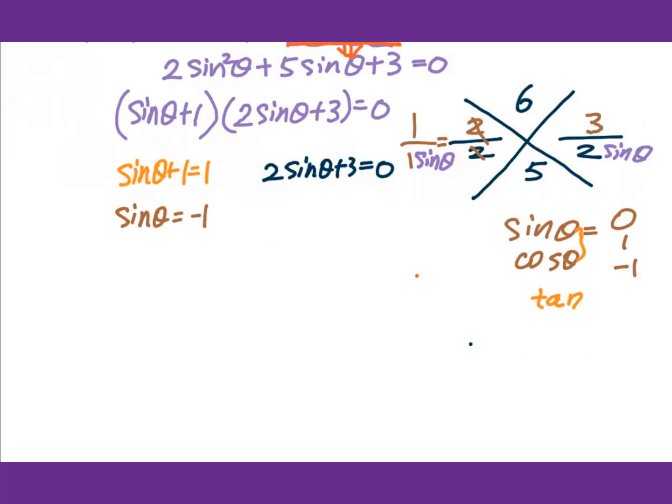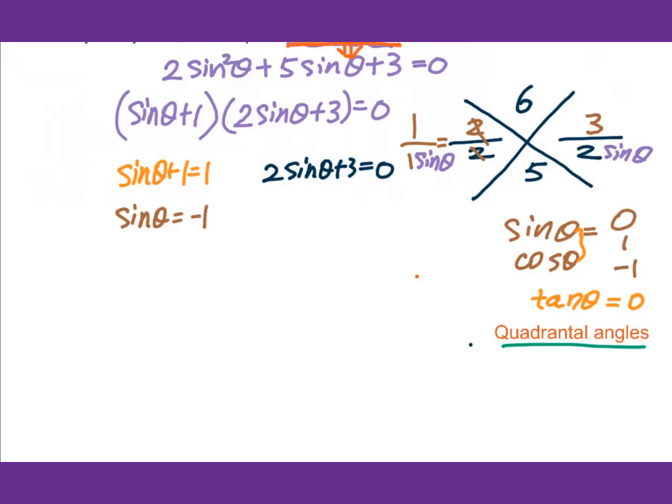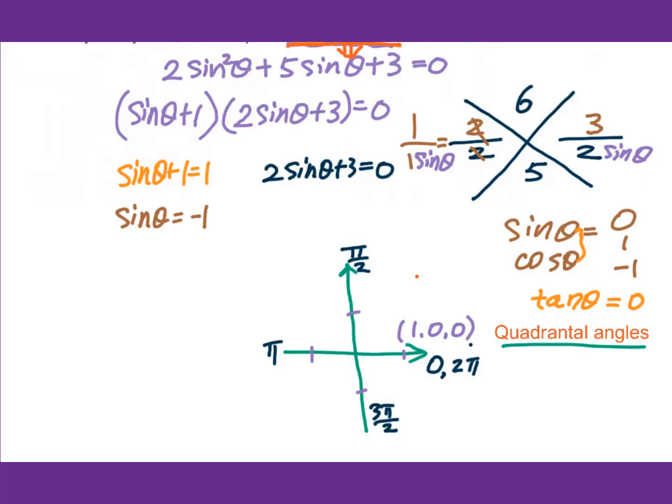When tangent theta equals 0, the angle will be a quadrantal angle, which means the angles on the x and y axis. So you have to remember this way. Here's 0, pi over 2, pi, 3 pi over 2. The coordinates on the unit circle will be 1, 0, 0, -1, 0, 0, 0, 1, undefined, 0, -1, undefined. CST.